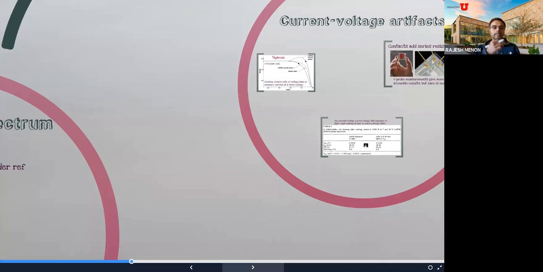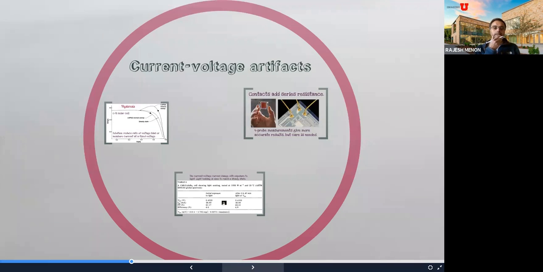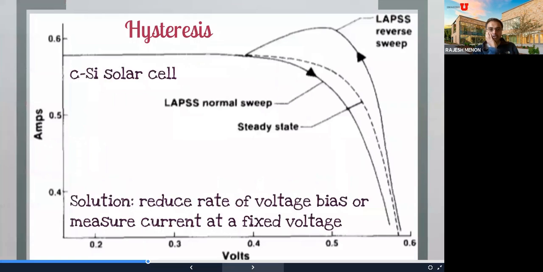So it's just pointing out that the illumination spectrum is actually very important in what you use when you do these measurements. Also, you should be aware of current voltage artifacts like hysteresis. Those of you who are in EE are probably very familiar with this point, and those of you in mechanical engineering are of course also familiar with hysteresis in motion stages and so on. Exactly the same thing happens.